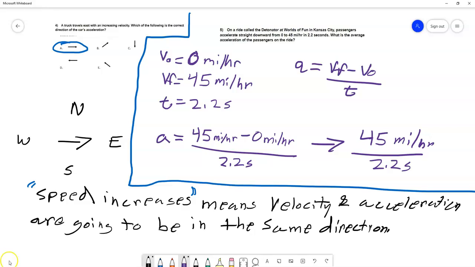Give me one second. Let me turn the lights back on in the room because they always go out. Okay, sorry about that.